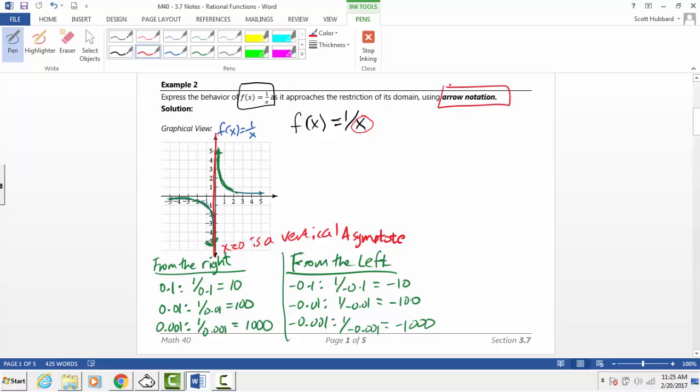And so the arrow notation goes like this. We take a look at our function, and I'm just going to say, okay, what happens as x approaches 0? Let's start from the left side. And that's how we write it, okay? So the way I said it was as x approaches 0 from the left. So I'll write that in words for you over here. This is as x approaches 0 from the left.